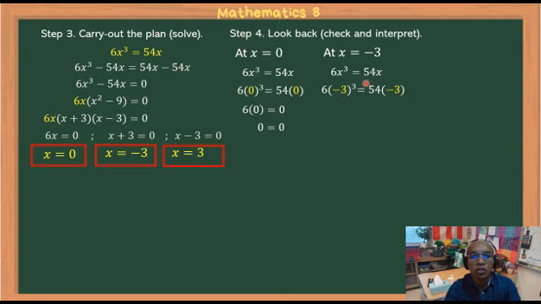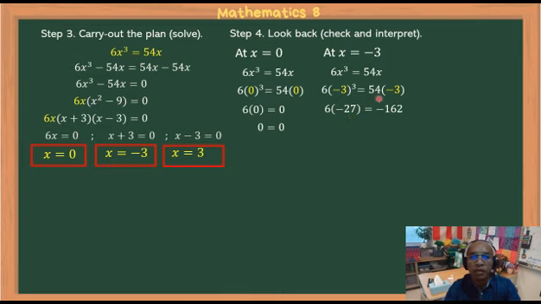Negative 3 raised to 3 means we multiply negative 3 three times. So negative 3 times negative 3 is positive 9. Then positive 9 times negative 3 is negative 27. So that is why this is 6 times negative 27.